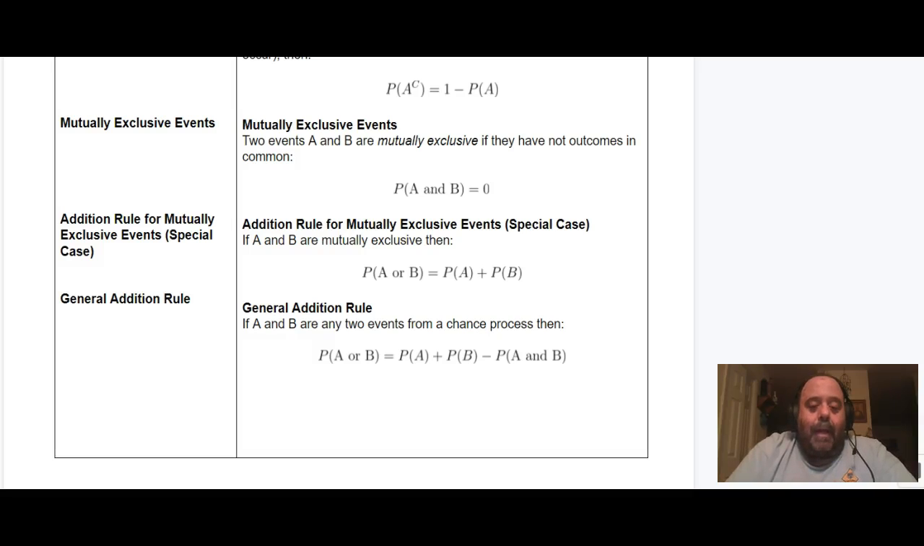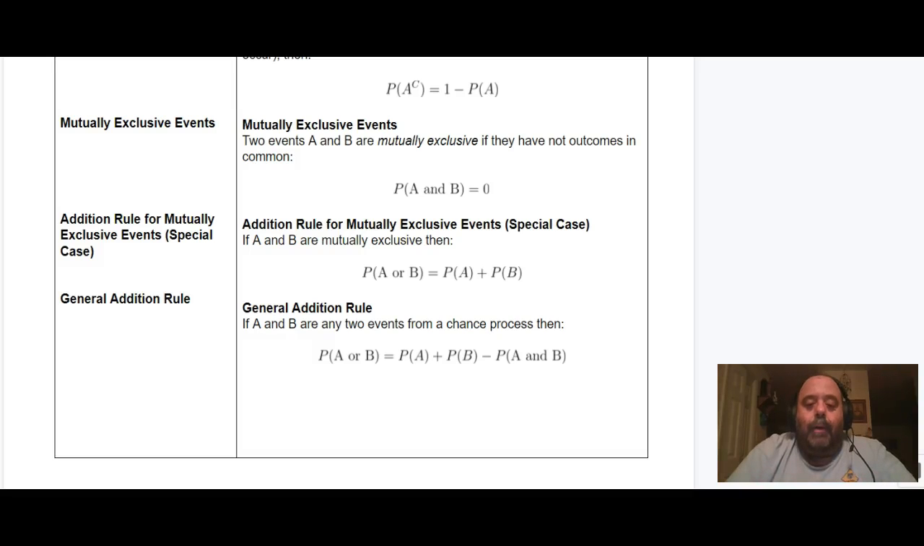Most sets of events have some overlap. So they have something in common. In that case, I randomly choose a student who takes Algebra 2, and I randomly choose a student who's a 10th grader. Those are not mutually exclusive events because you can be a 10th grader who takes Algebra 2. Those happen at the same time.